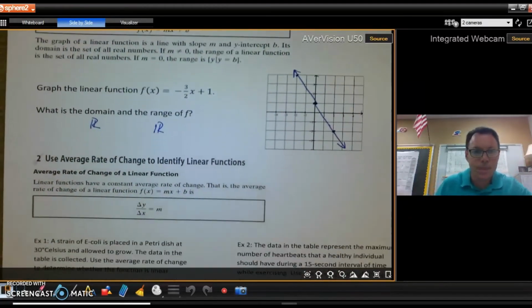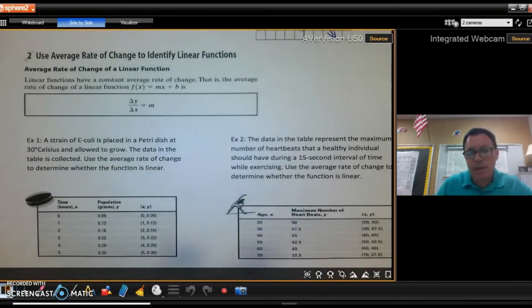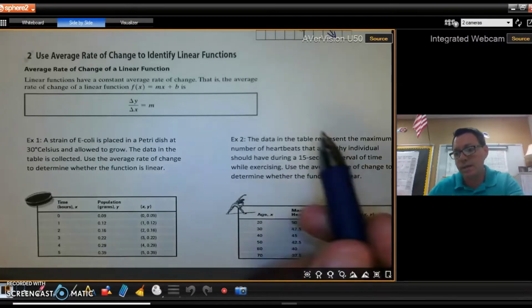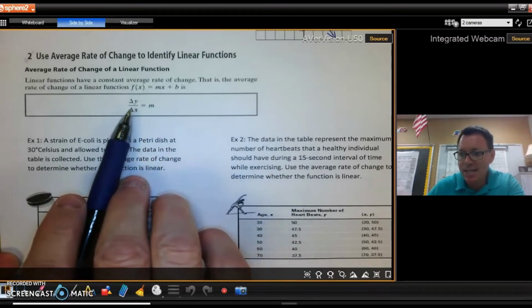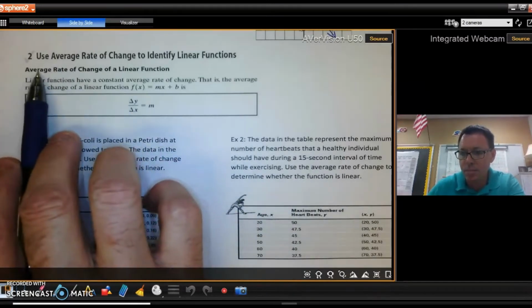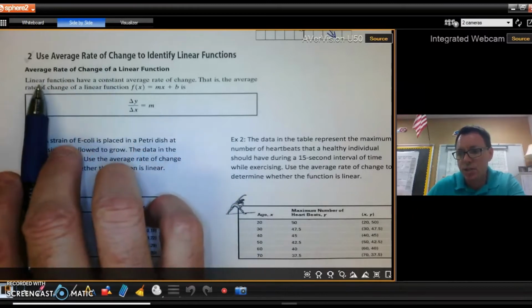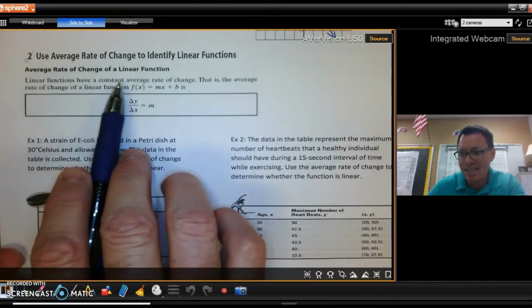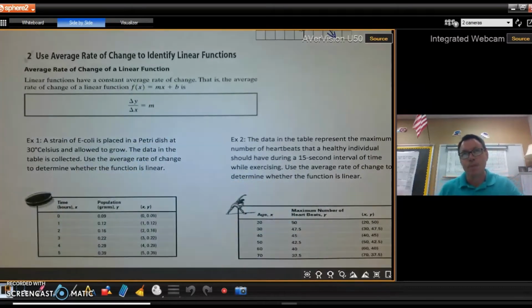Okay? Now, given some information, and this is something we're going to do today, and we're going to do on another lesson as well, how can you tell whether or not you have a linear function? So, meaning you would have a line. Well, to have a line, you need to have a constant slope. So right here, we're going to talk about what's called the average rate of change. So linear functions have a constant average rate of change. Things are changing constantly. Okay, there's no fluctuation in how fast or how slow the information is changing.